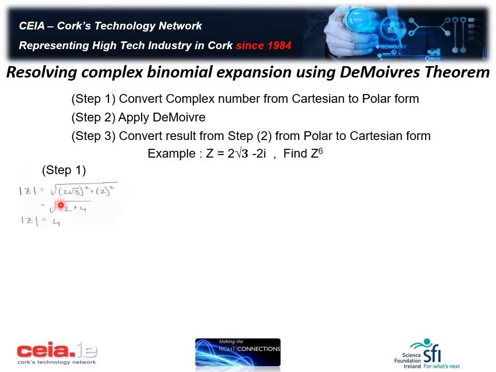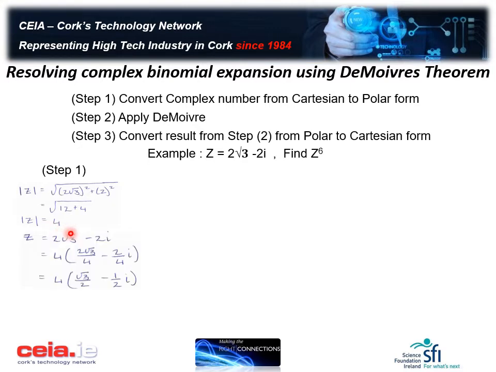Step 1 of that is to use Pythagoras to get the modulus of the complex number. The modulus is written with z and a bar either side of it, and we just use Pythagoras to get this value. So we square 2 root 3 and 2, and then get the square root of all that, and that gives us a modulus of 4.